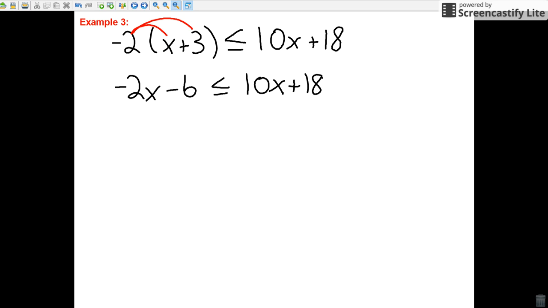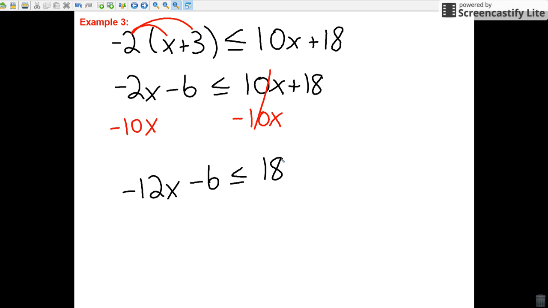Now, similar to the last question, we have x variables on both sides. We need to minus the 10x from both sides. Those will cancel out, leaving us with negative 12x minus 6 is less than or equal to 18. Now, this looks like a more manageable question. We will add 6 to both sides, leaving us with negative 12x is less than or equal to 24.